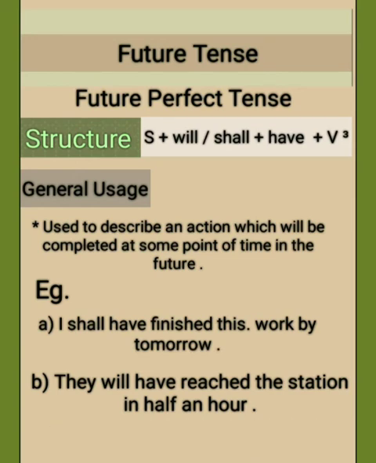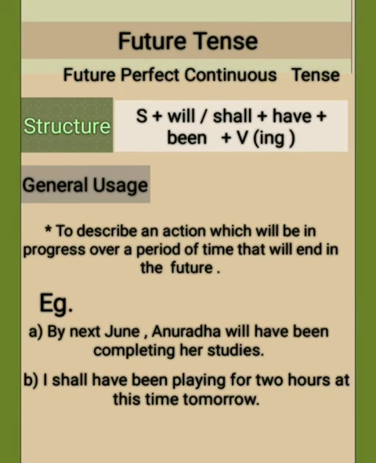Now, the fourth form is future perfect continuous tense. The structure is subject plus will or shall plus have been plus verb ing form. This form is used to describe an action that will be in progress over a period of time that will end in the future. For example, by next June, Anuradha will have been completing her studies. Example number 2, I shall have been playing for 2 hours at this time tomorrow.